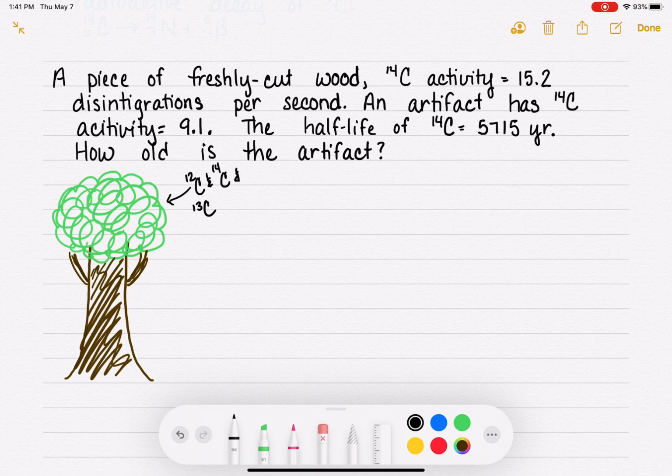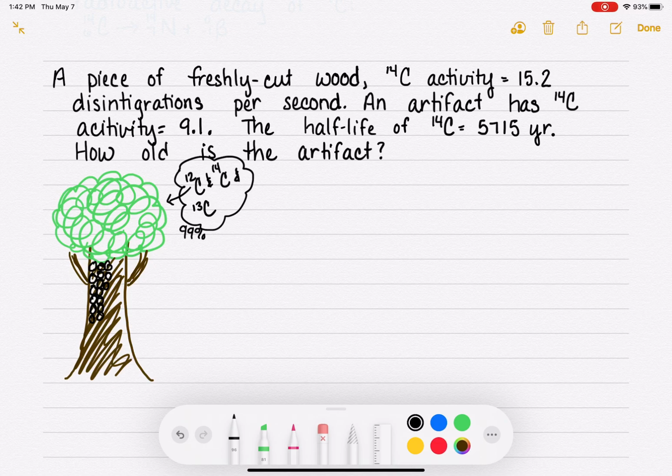Those carbon atoms are being integrated into the tree as part of its structure, coming in and out. As long as this tree is still alive and still, quote unquote, breathing and absorbing these materials, the percentage of carbon-14 relative to all carbon in the tree is consistent with the percentage of carbon-14 in the atmosphere. So if this particular tree is 99% carbon-12, that's the same as how much carbon-12 is in our atmosphere.